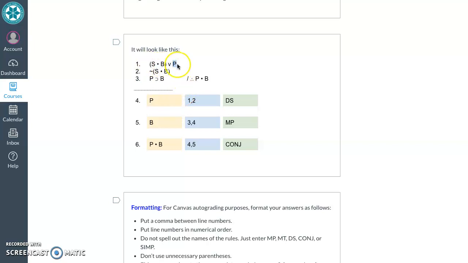It's either this thing or it's this thing. It's not this thing, so it is that thing. So we can put P on a line, and then we justify doing that by citing the 2 lines we were looking at, lines 1 and 2, and the rule that we used, which is DS, or disjunctive syllogism.